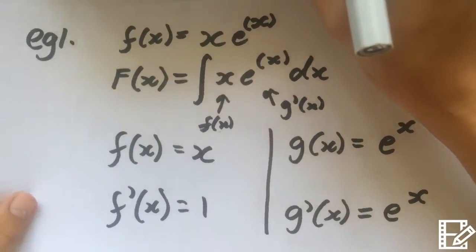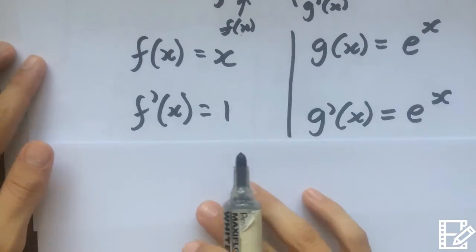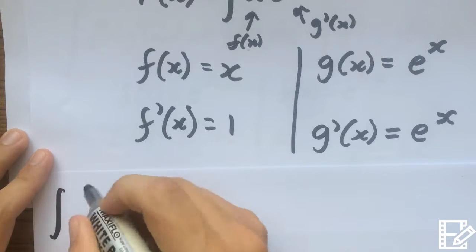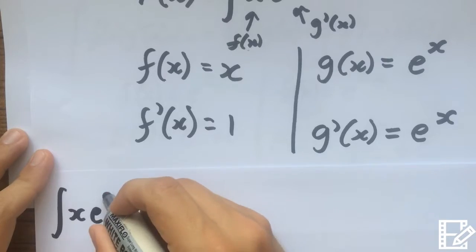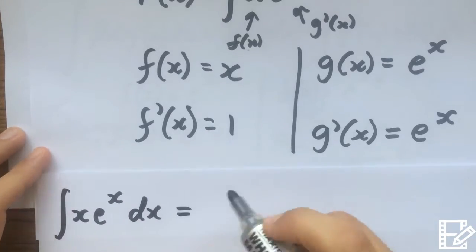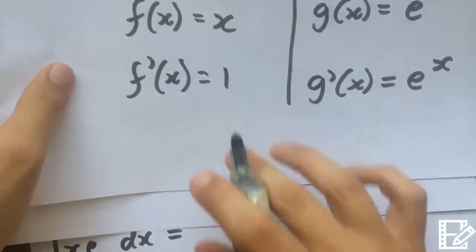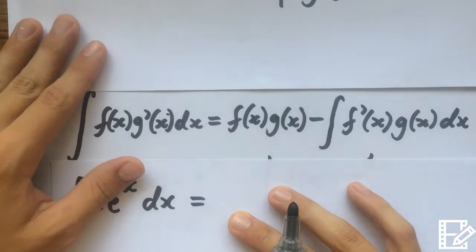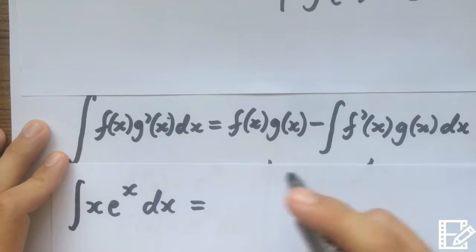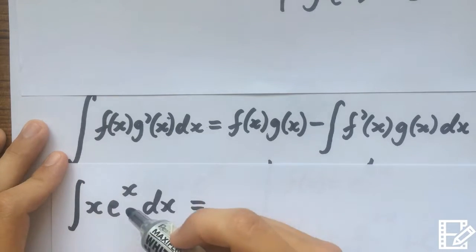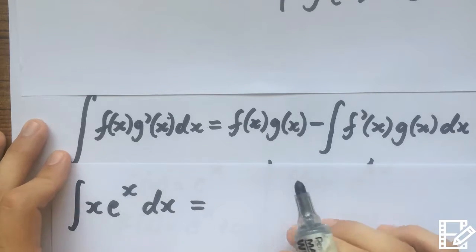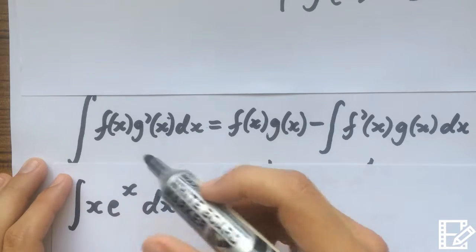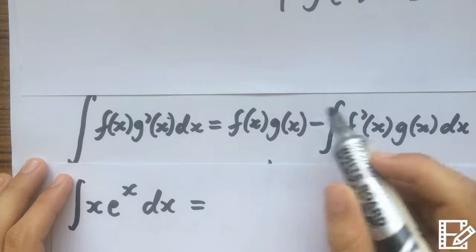Okay? So, we start off with the integral of x e to the power of x dx equals. Now, if I rearrange my papers, we can make that look similar. See? We made x f(x) and we made e to the x g dash of x. Now, if we're following this, if we're assuming this is this, then we can solve this.